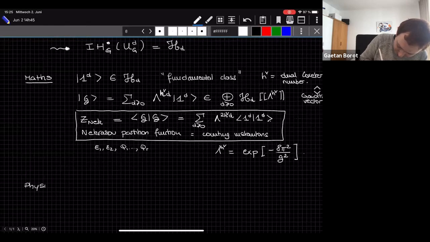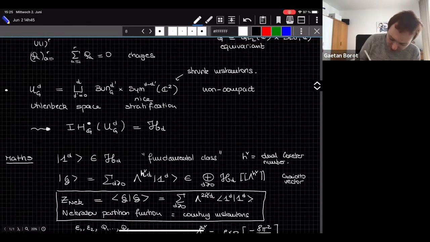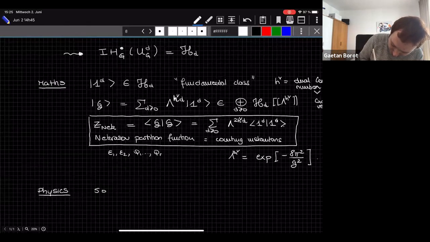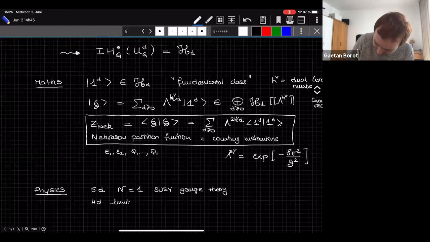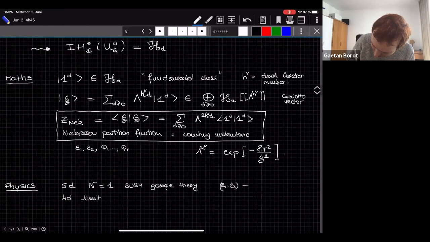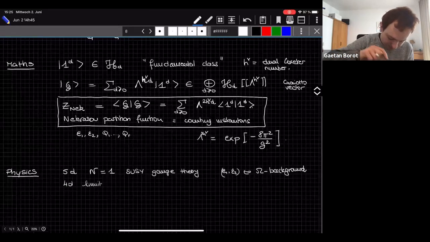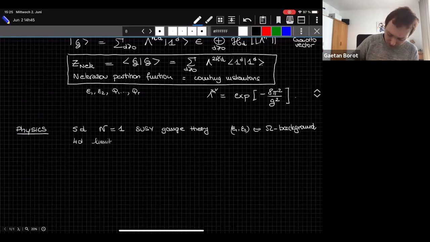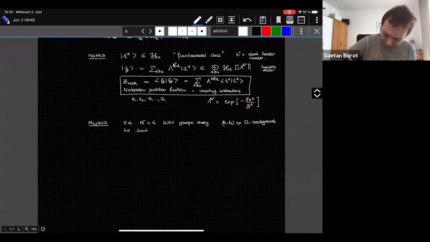And if I come back to the physics, so there's many ways to approach this Nekrasov partition function. One way, which is also one can get that from the 5D N=1 supersymmetric gauge theory by taking a 4D limit. And in that case, the epsilon1, epsilon2 describe what is called the omega background. So some of you may already have heard about that. But I'm not going to say much more. Good.